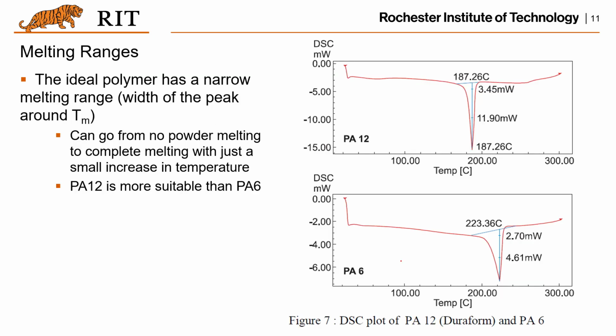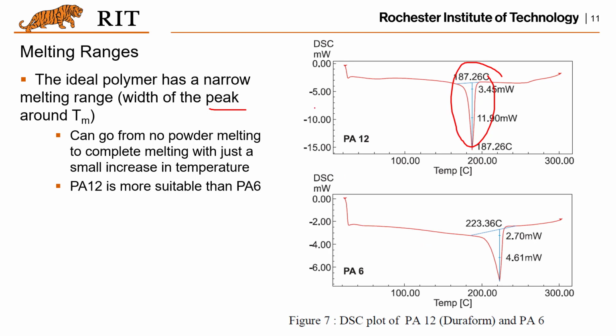All right. And also, the ideal polymer used in the SLS process will be the one that has a narrow melting range, something like this. That means near the peak point around the melting point, it has a small gap.